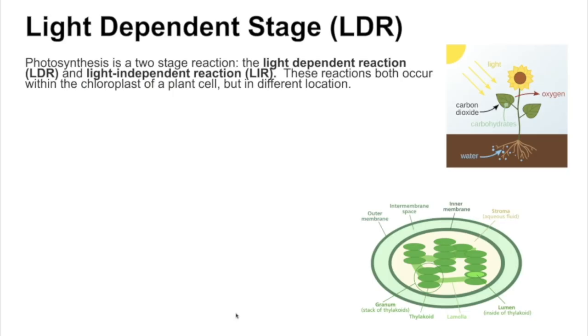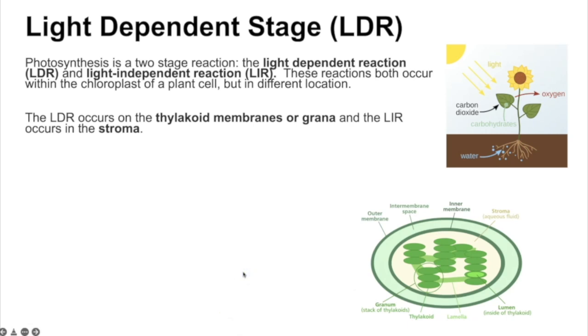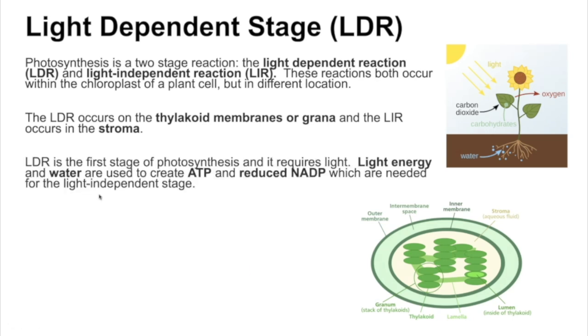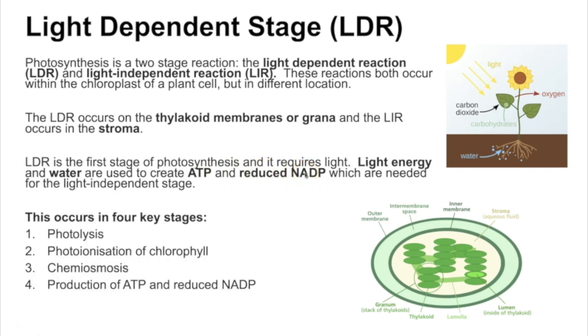Photosynthesis is a two-stage reaction. We have the light-dependent and the light-independent reactions. And the light-dependent reactions happen first, and as the name suggests, it requires light. This happens on the thylakoid membrane, or you could call that the granum. In this light-dependent reaction stage, light energy and water are used to create ATP and reduced NADP. And those two products are required for the light-independent stage, which comes second.